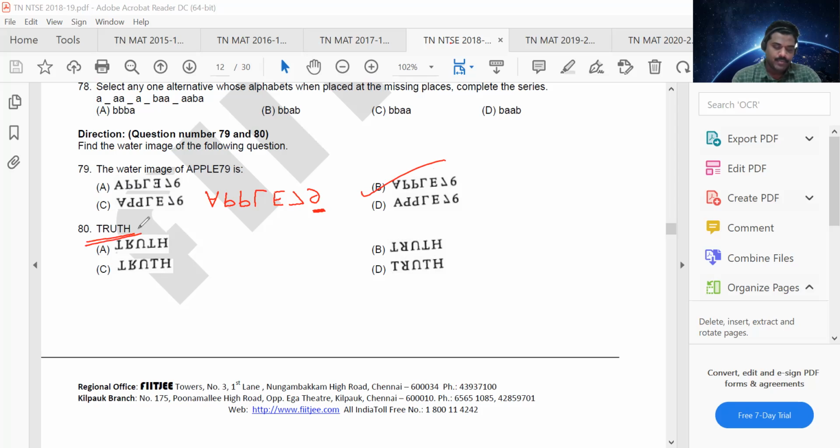Then moving to truth, water image of truth. So you are inverting it.